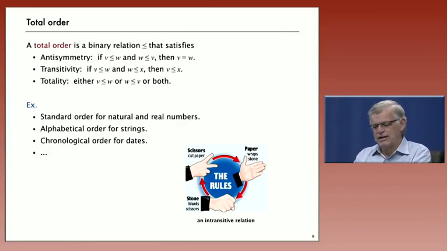And there's plenty of natural total orders in the types of data that we normally want to consider for sort keys, like integers or natural numbers or real numbers, or alphabetical order for strings, chronological order for dates or times, and so forth. The cartoon on the right shows that not all orders are necessarily total orders. So rock, paper, scissors is intransitive. If v is less than w, and w is less than or equal to x, then you don't necessarily know that v is less than or equal to x.